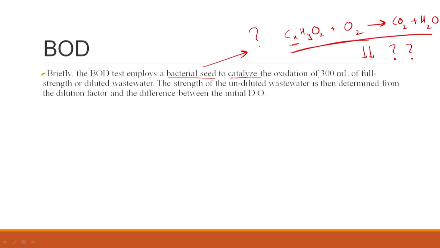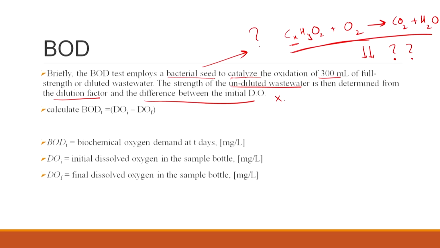And what do we have? Oxidation of 300 ml of full strength or diluted water, we will look at that. And then the strength of the undiluted wastewater is determined from the dilution factor and so on. Well, we typically do not encourage formulas and mugging up. Let me just try to look at an example if I have it here and then explain it in a better manner.